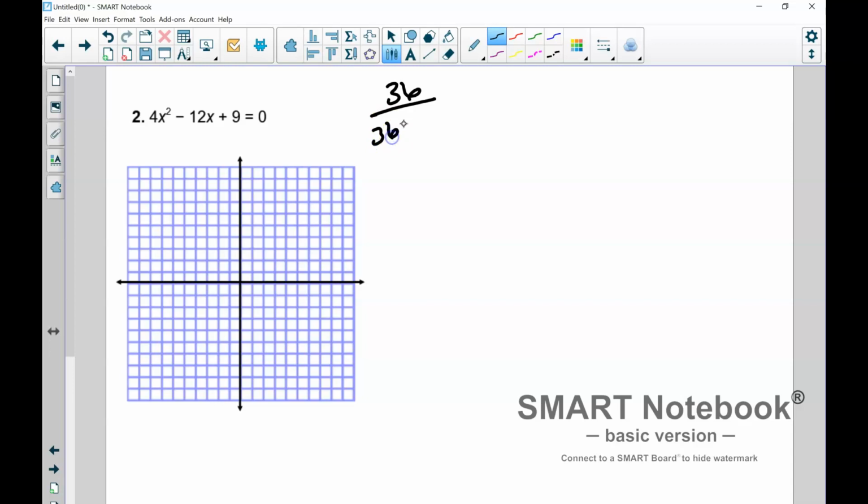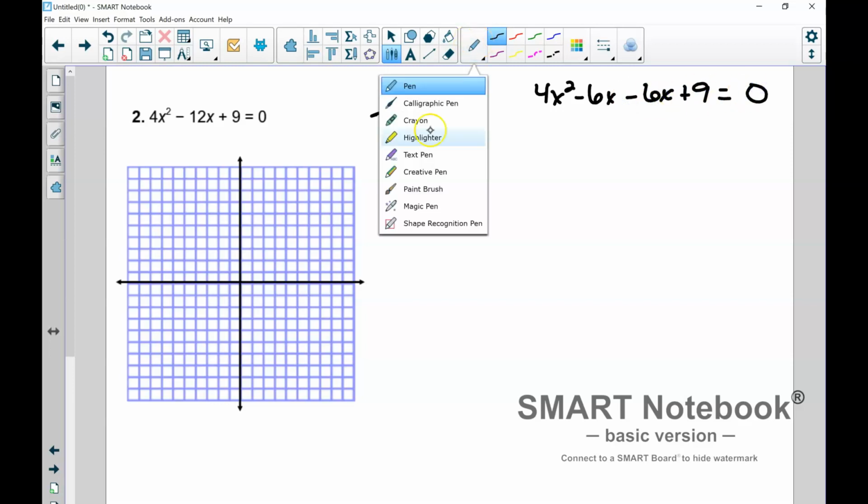by 2. Well, 36 divided by 2 is 18 and 2. Well, that didn't work. 36 divided by 3, 12 and 3. That's not going to give me 12. 36 divided by 4, 9 and 4. Not giving me 12. 36 divided by 6, 6 and 6. That'll give me negative 12. So I have 4x squared minus 6x minus 6x plus 9 equal to 0.